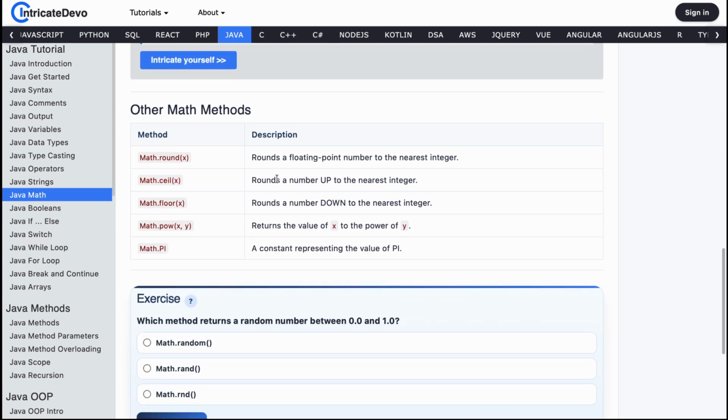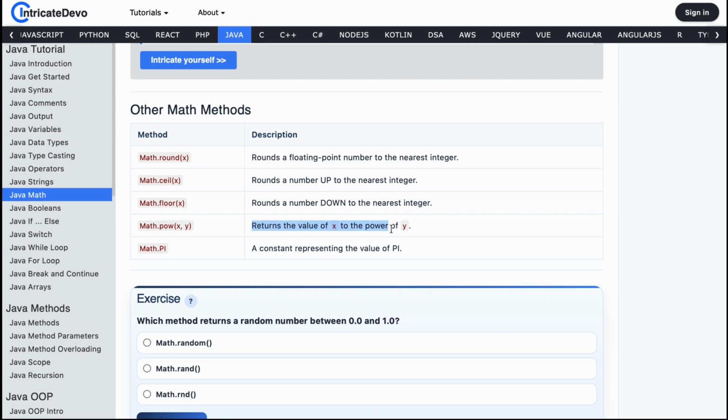To wrap things up, Java gives you a few different ways to round decimals. Math.round does standard math rounding, decimals .5 and up go up, anything lower goes down. Math.ceil is short for ceiling. It forces the number to round up to the next integer no matter what. Math.floor does the exact opposite. It chops off the decimal and forces the number down.